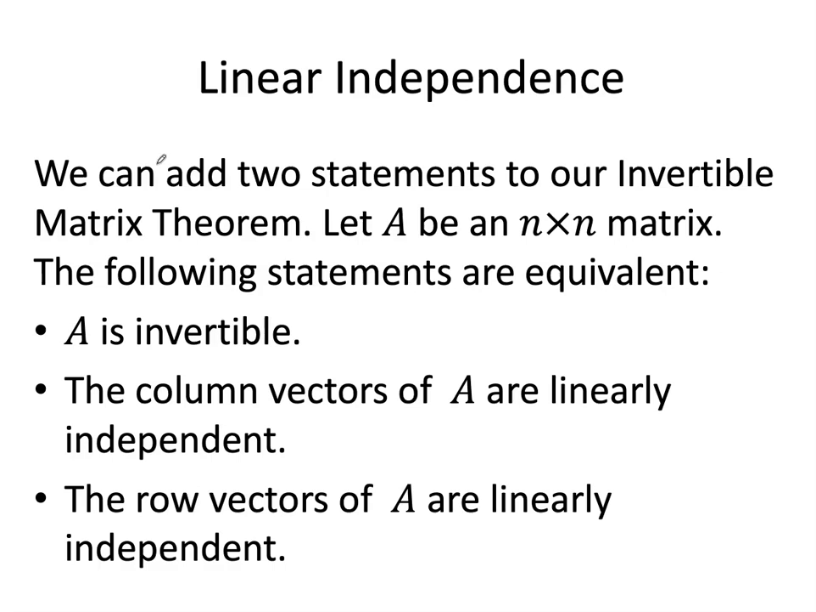So we can add two statements to our invertible matrix theorem, that monster theorem that just keeps growing over the course of the semester. Let A be an n by n matrix. The following statements are equivalent. A is invertible. The column vectors of A are linearly independent. The row vectors of A are linearly independent. So again, A is invertible if and only if this is true, and that's true if and only if this is true.